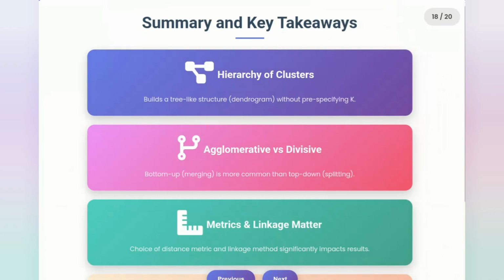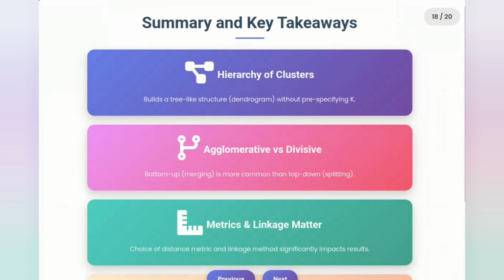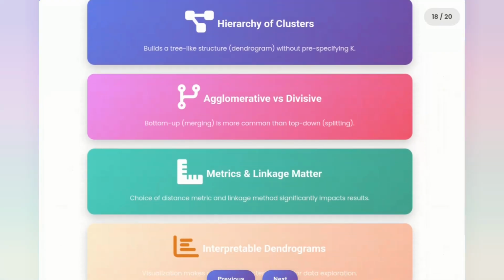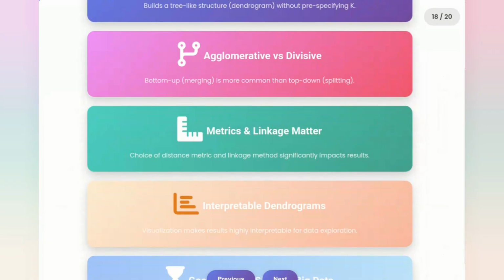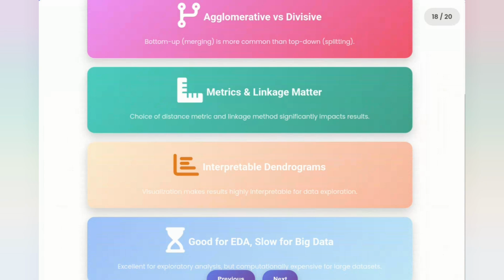Hierarchical clustering builds a tree-like hierarchy of clusters without requiring you to specify the number of clusters up front. It comes in two flavors, agglomerative and divisive, with agglomerative being more common. The choice of distance metric and linkage methods significantly impact your results. The dendrogram visualization makes results highly interpretable. While it's computationally expensive for large datasets, it's excellent for exploratory analysis and when interpretability matters.